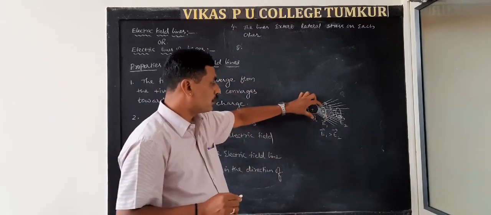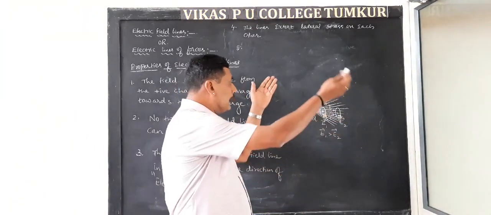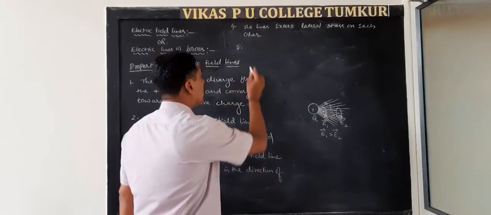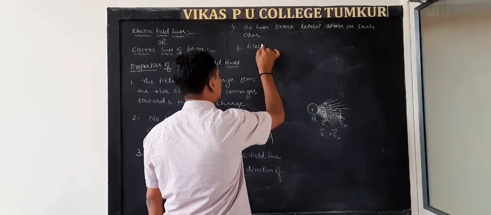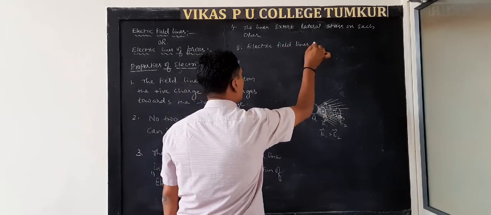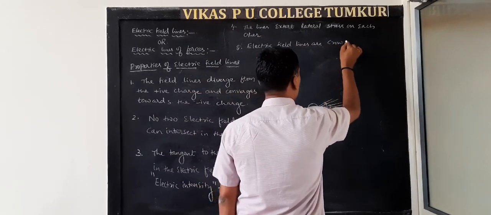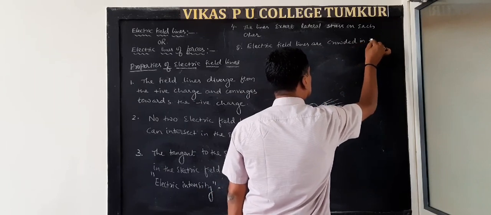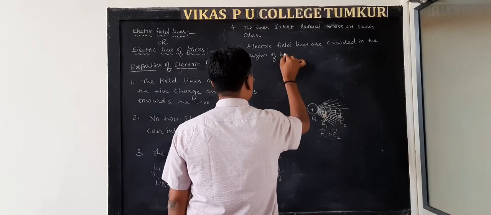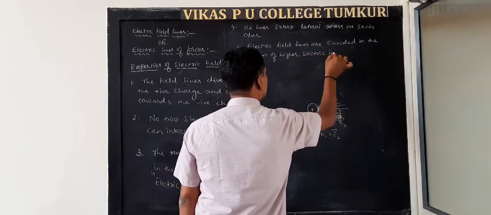Field lines at A is more, field lines at B is less. I will put this in words. The words are like this: electric field lines are crowded in the region of higher electric intensity.